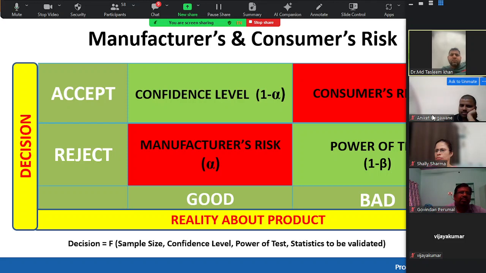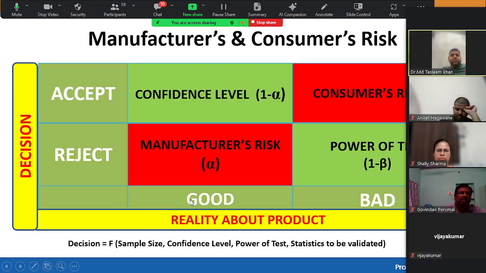There is always some risk that the decision might not be correct, and there is no situation where we can be 100% sure. Let us say my product is actually good, but I have rejected it. Possible or not? My product is actually good, but my quality checker, based on his sample, or maybe based on his error of measurement, has rejected it. Possible?